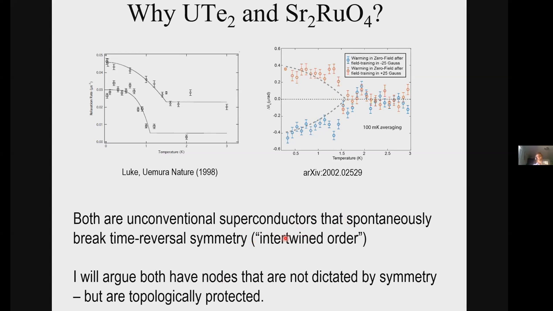So what I'm going to argue today is that in both these materials, we have a unique circumstance in that they're nodal, but the nodes are not given by symmetry, but rather they're only dictated by topology, meaning that the nodes do not sit at points in momentum space that are dictated by symmetry, but rather they can sit at arbitrary points in momentum space, and these nodes are topologically protected.